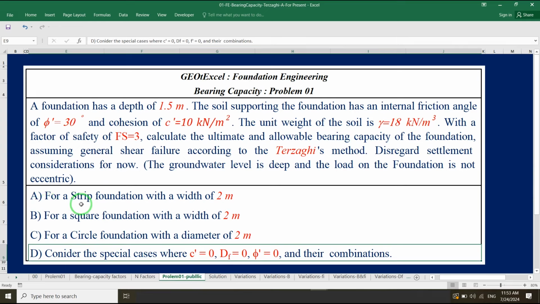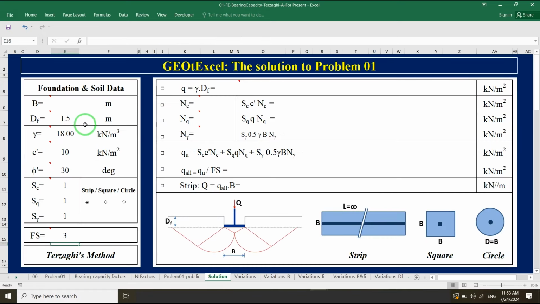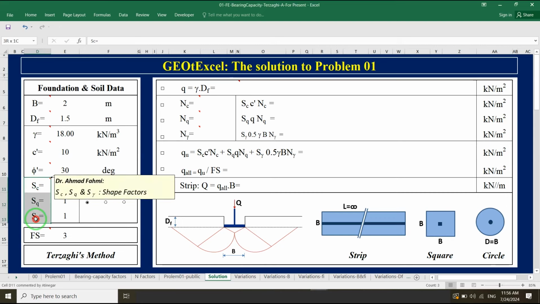A. For a strip foundation with a width of 2 meters. Solution: B equals 2 meters. Shape factors SC, SQ and S gamma. SC, cohesion contribution, SQ, surcharge contribution, and S gamma, unit weight contribution. For strip foundation, SC equals 1, SQ equals 1, and S gamma equals 1.